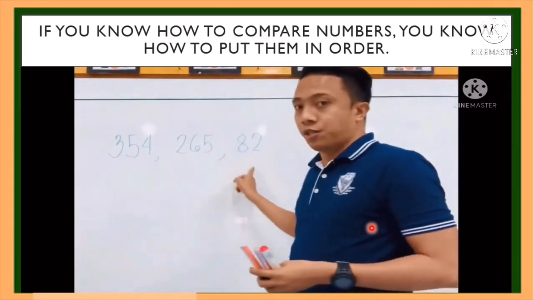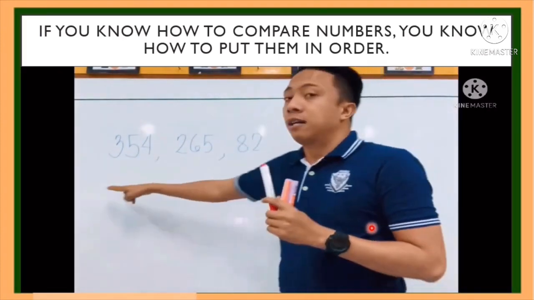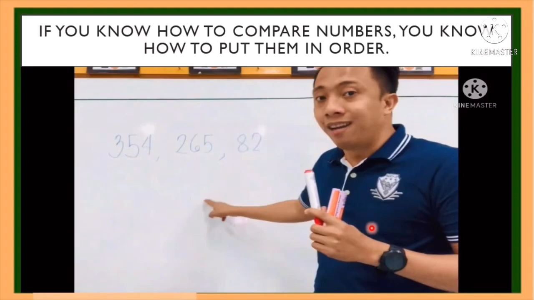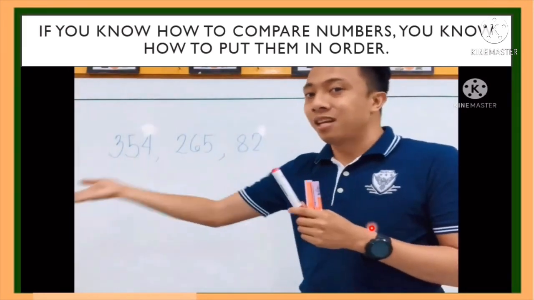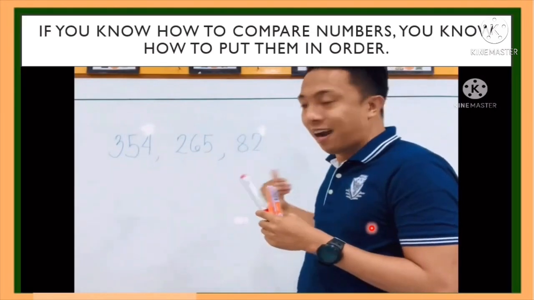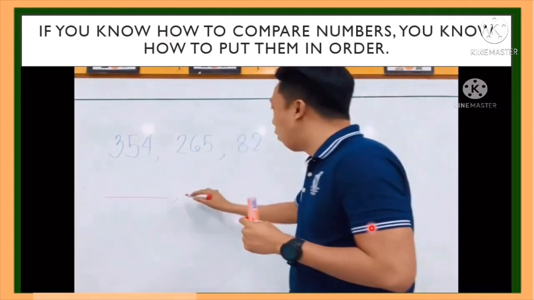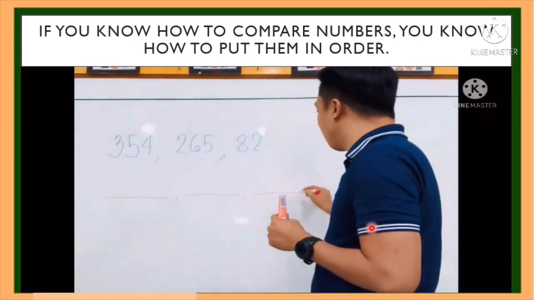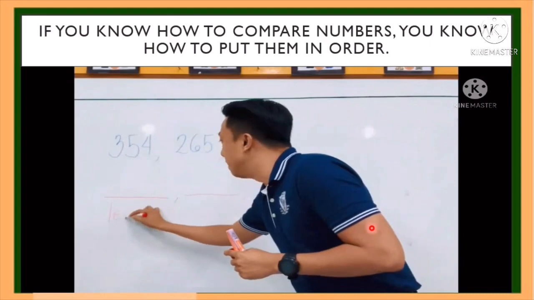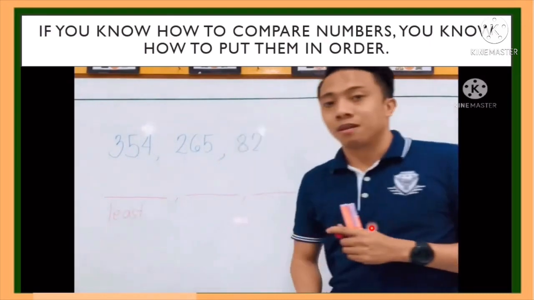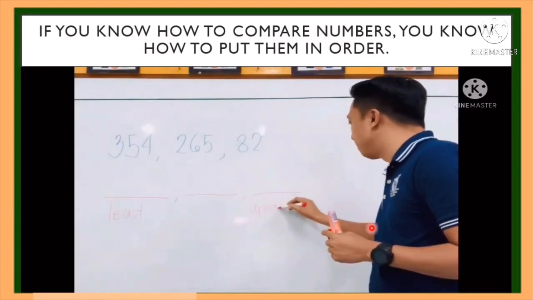Now, let us use these three numbers. Let us find or form the ascending order. So from least to greatest. So I will put here 3 lines or 3 blanks. And I will put here the word least. Least to greatest.